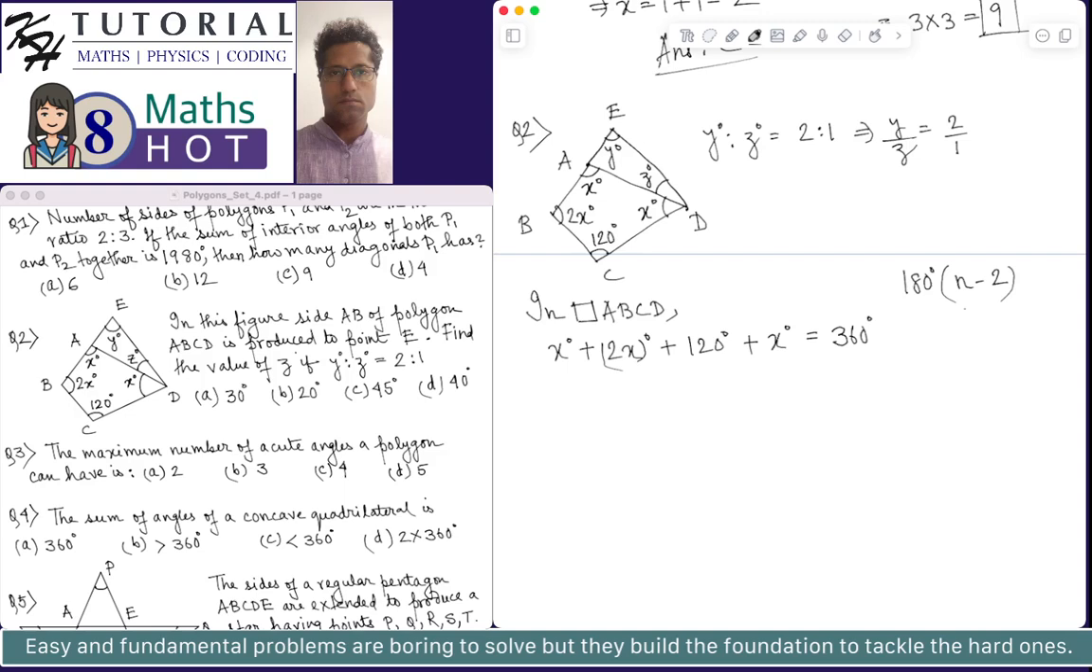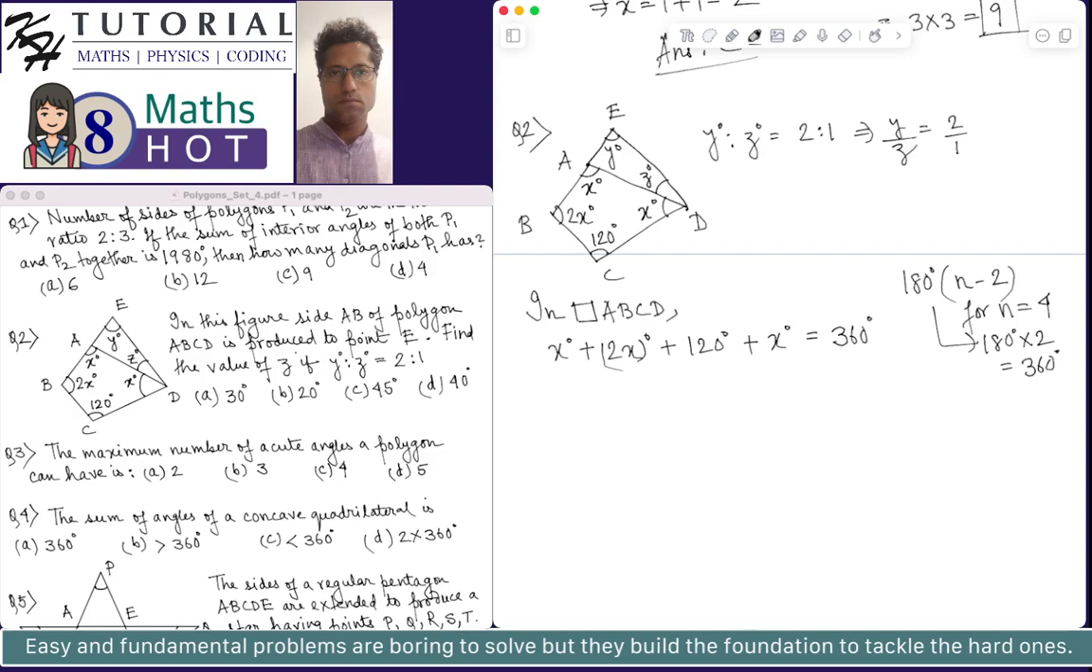As you can see, ABCD is a quadrilateral. So for n equal to 4, this becomes 180 degree multiplied by 2. This is equal to 360 degree. So we know from the general formula of the sum of interior angles of an n-sided polygon, 180 degree multiplied by n minus 2, or from the properties of a quadrilateral, that the sum of the interior angles of a quadrilateral is always 360 degree.